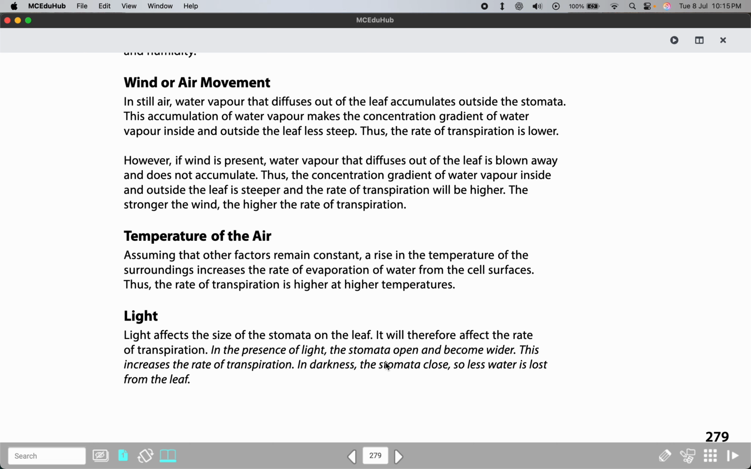Now remember, stomata don't close 100%. At most it's like 99% closed. So there's always going to be some movement of water, just less. It cannot be perfectly no water at all.